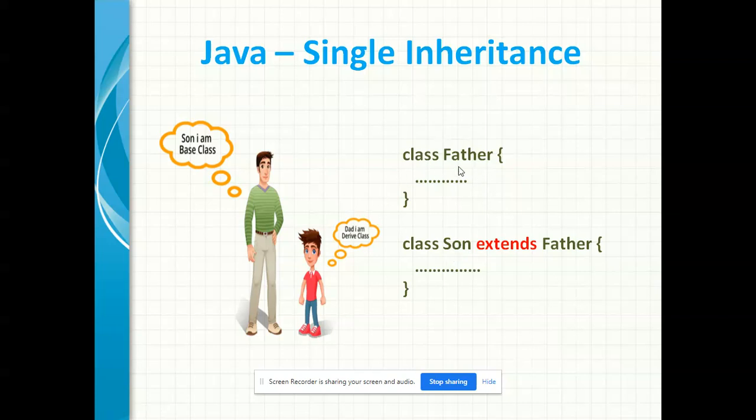So finally, what is single inheritance? One super class and one subclass, then I will say it is single inheritance. So let us convert the same code into a program.